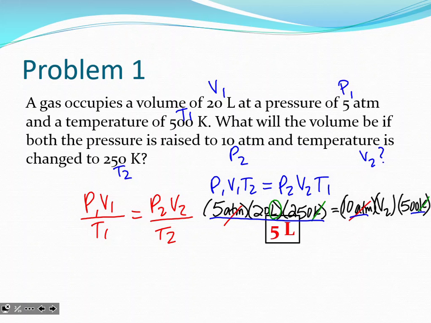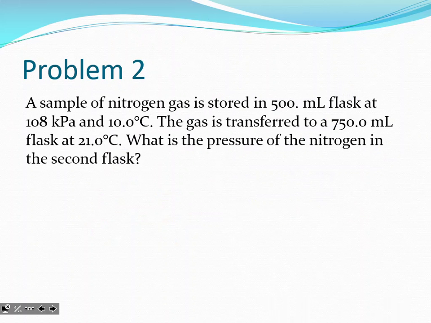Alrighty, second problem. And I think I changed this, so make sure that you put the extra dot in there for the 500 milliliters. I did change that because I wanted the significant figures to be different. So go ahead and make sure that you do that. A sample of nitrogen gas is stored in a 500 milliliter flask at 108 kPa and 10 degrees Celsius.